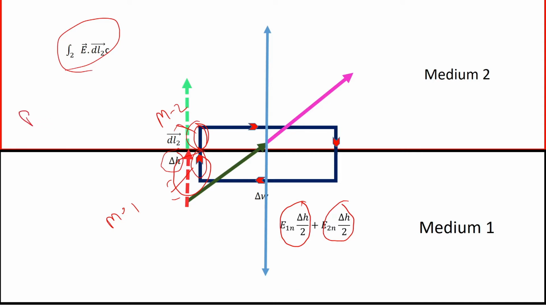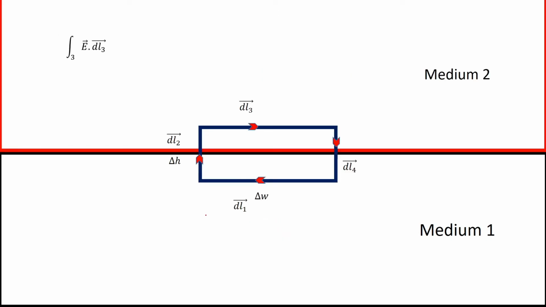Please note that this need not be halves. Even if this is 1 by 3 and this is 2 by 3, my intuition would still work. I'll get back to why this would work when I integrate the fourth path, dl4 bar. But right now, I have assumed these to be halves.